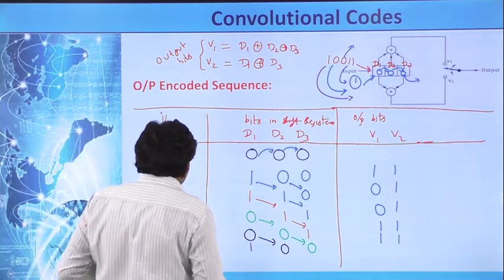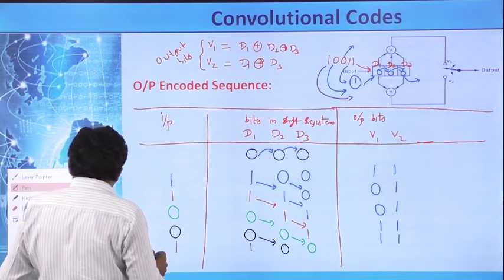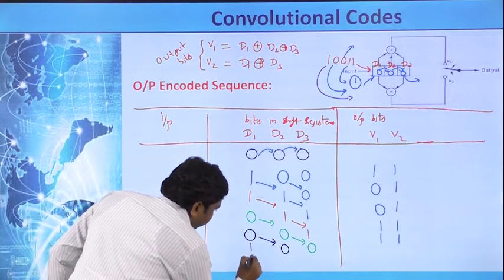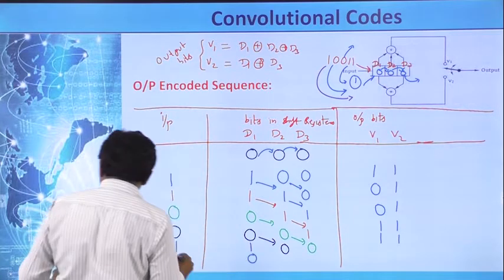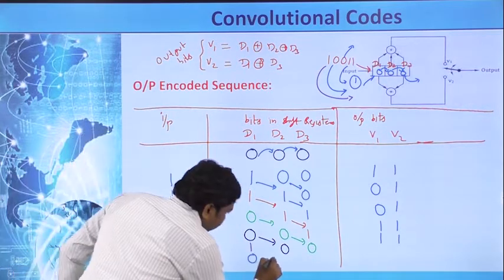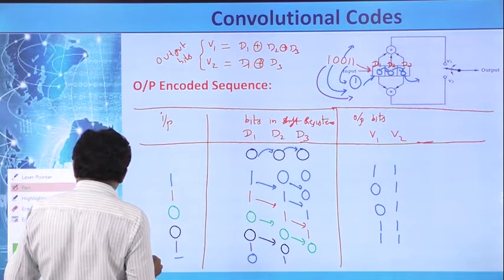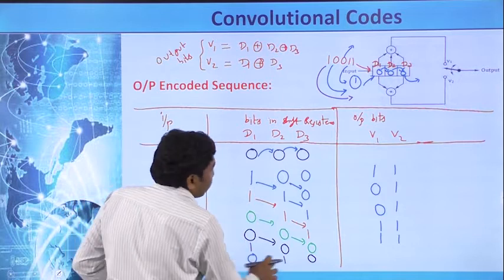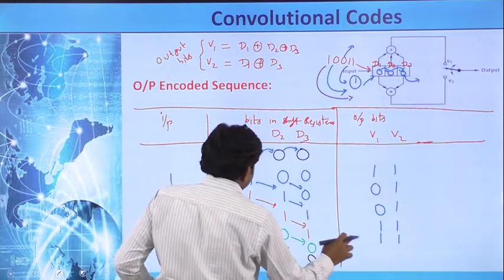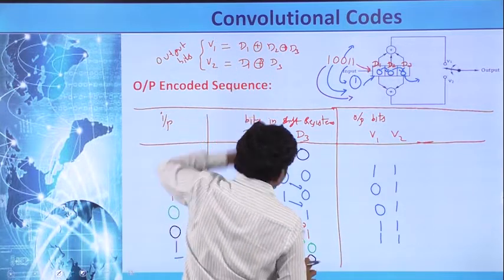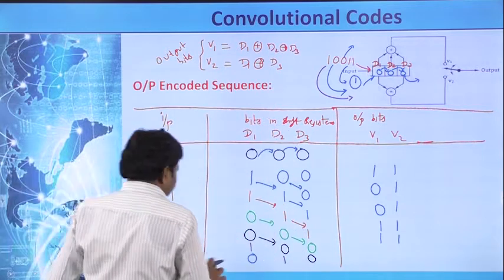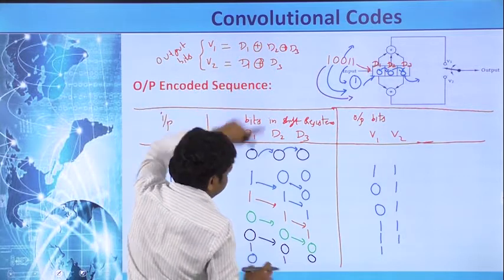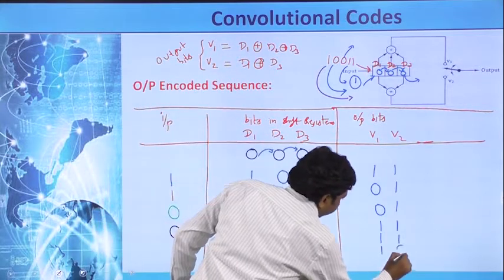Next you can apply once again 0, so this 0 comes to here, this 0 comes to here. So what is the output bit? V1 is simply the sum of these three, which is equal to 1. V2 is the sum of first bit and last bit, that is 0 plus 0, which is equal to 0.